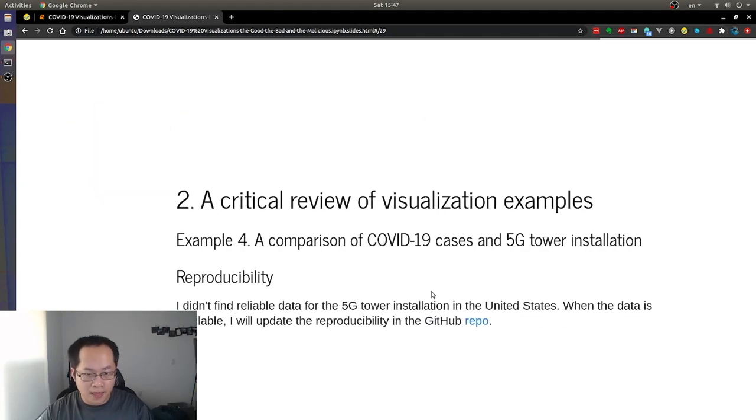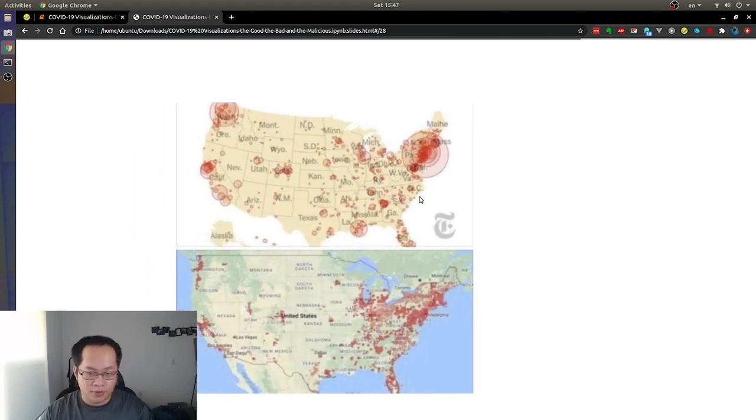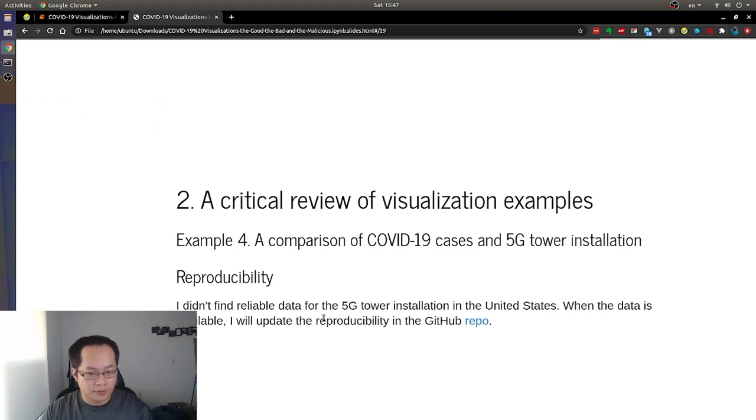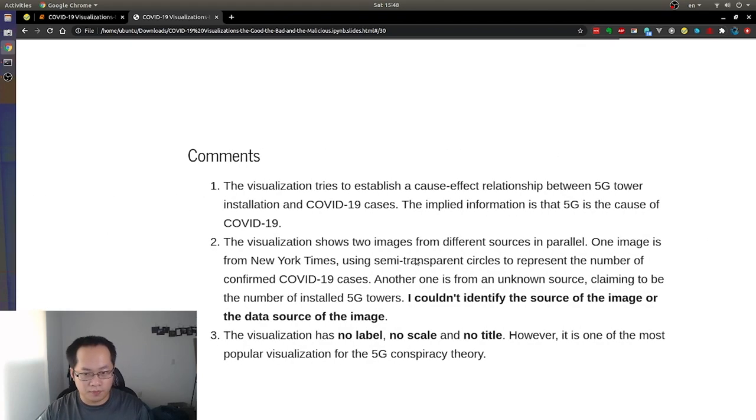This is a story. So I tried to reproduce that. The first one is probably easier to reproduce. However, I couldn't find reliable data for 5G tower installation in the United States. If you have it, if you know where to find it, please let me know. I will upload the reproducibility code in the GitHub repo, so this repo will be updated if new data is available.